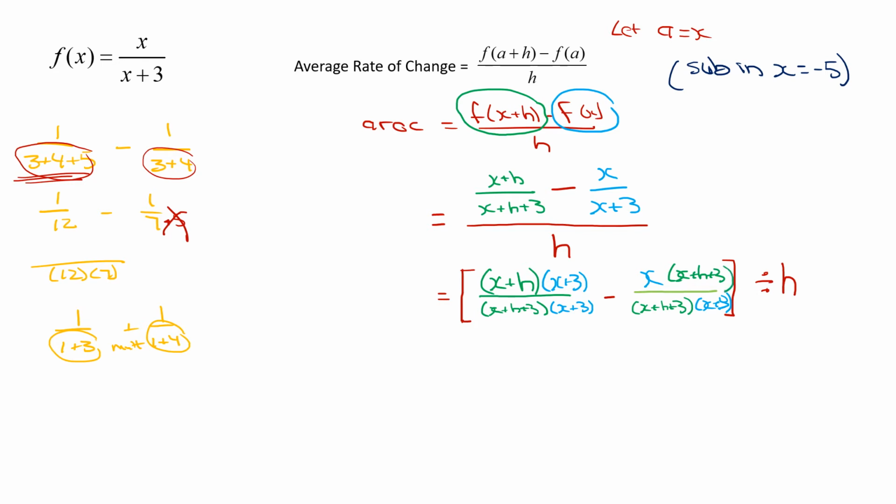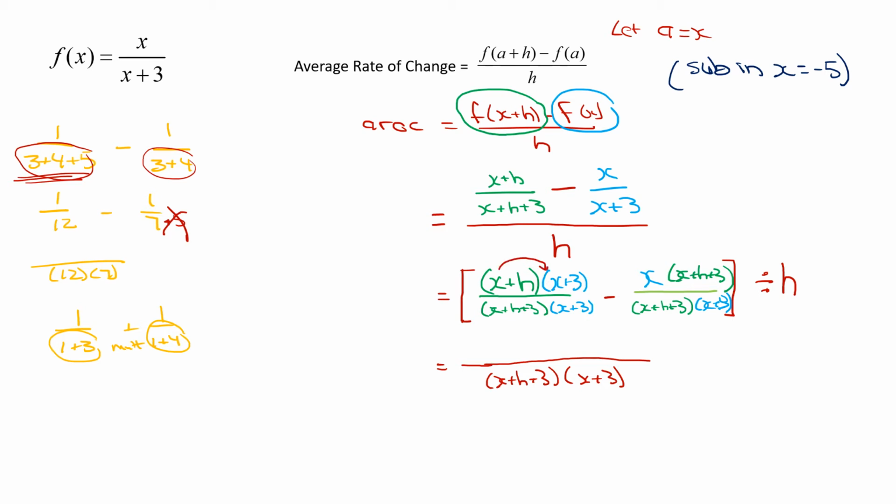Okay, now we have one big common denominator. I'm not going to do the colors anymore. One big common denominator, which is x plus h plus 3 times x plus 3. That's our common denominator. We're going to simplify our numerators now. So a little bit of binomial expansion here.